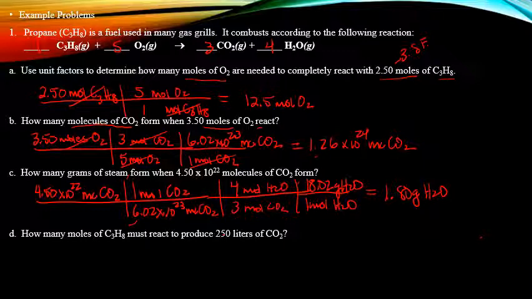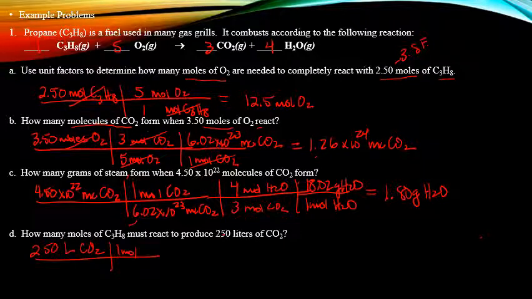All right, and now we have one last example problem here. How many moles of C3H8 must react to produce 250 liters of CO2? So in this case, we're starting with the product, and that is not a big deal. So don't think that you always have to start with a reactant, because you don't. It can be anything within that chemical reaction. So I'm going to take 250. Notice here I have only 2 significant figures because there's no decimal point showing. So I have 250 liters of CO2.